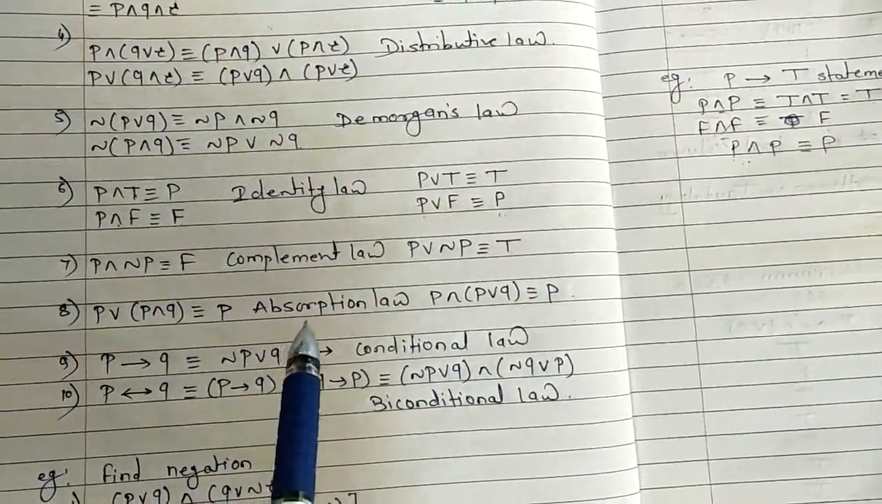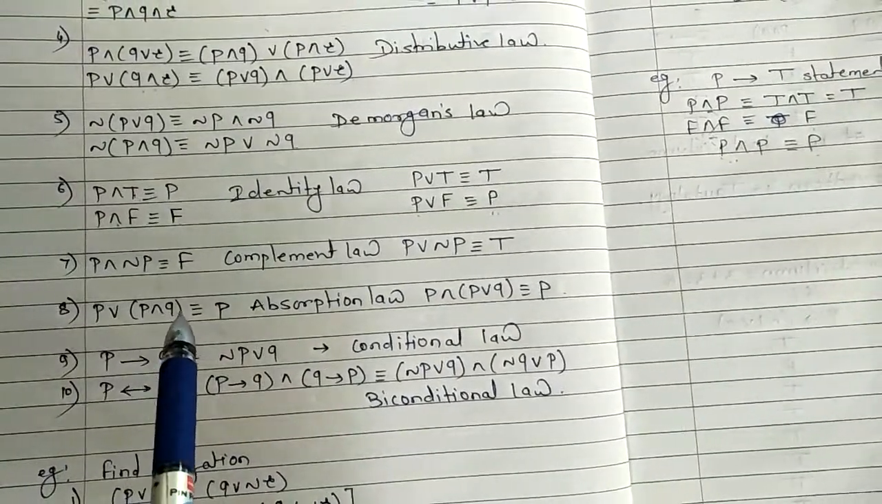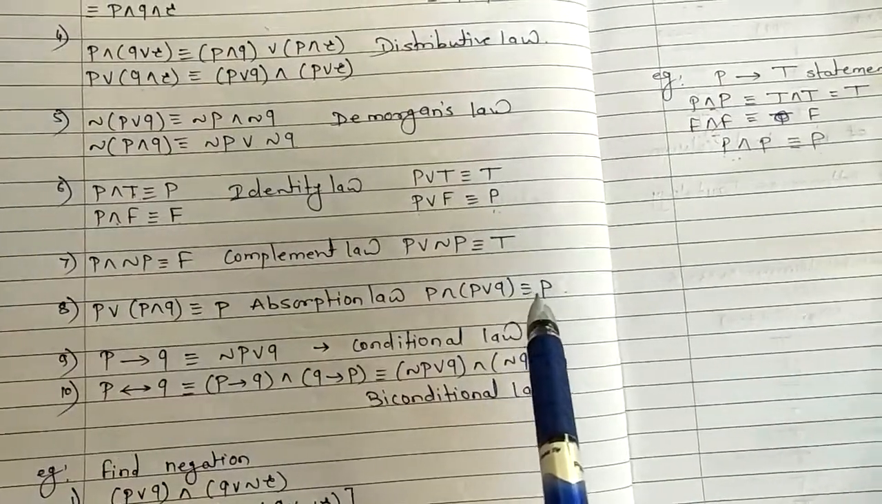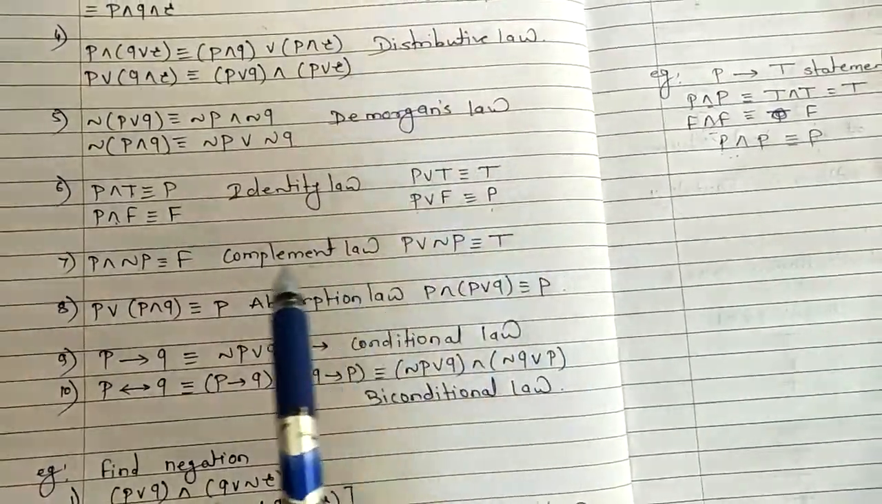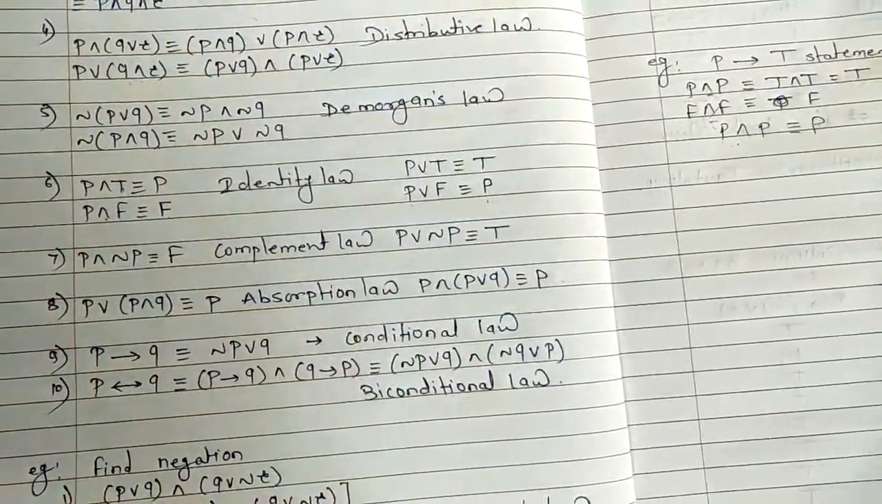So next one is the absorption law. The absorption law means P or (P and Q) can be written as P, and P and (P or Q) can be written as P. It is proved by the truth table.